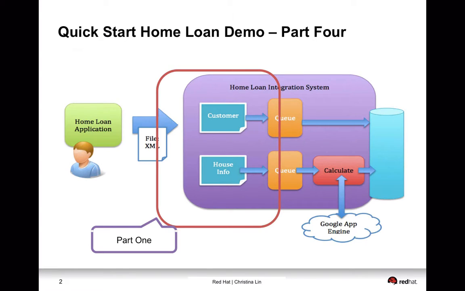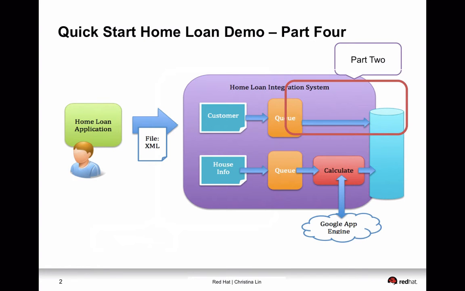From previous demos, I have taken you through how to read files from a folder directory, and how to do a content switch based on the content of the XML file and place it into different messaging queues. We have also looked at how to read the XML file and store information into a database. And from the last demo, I took you through how to interact with the Google App Engine.